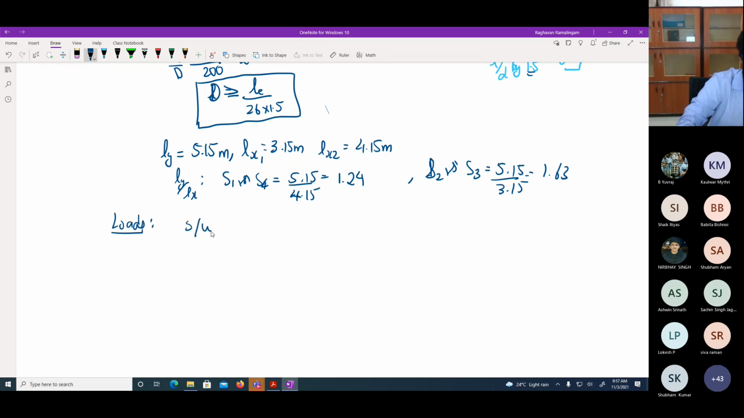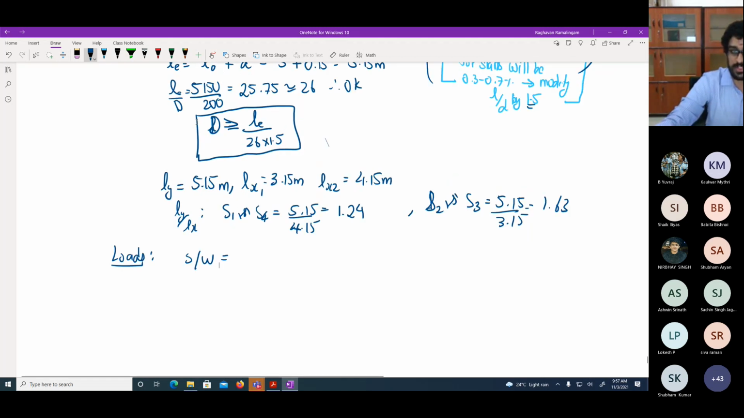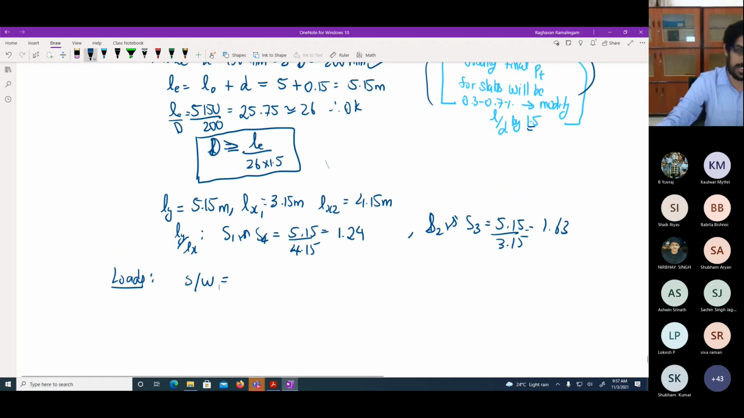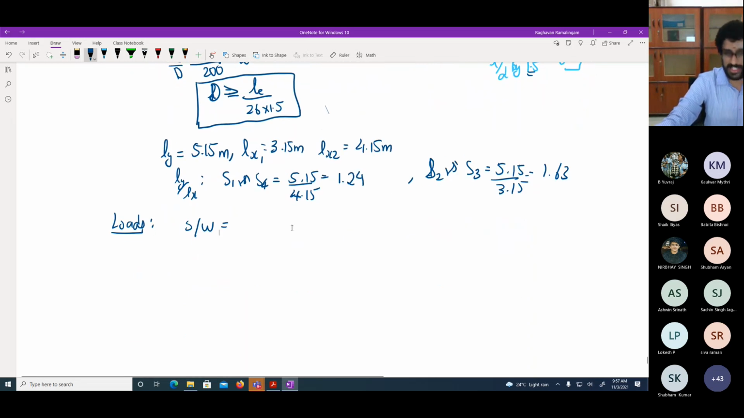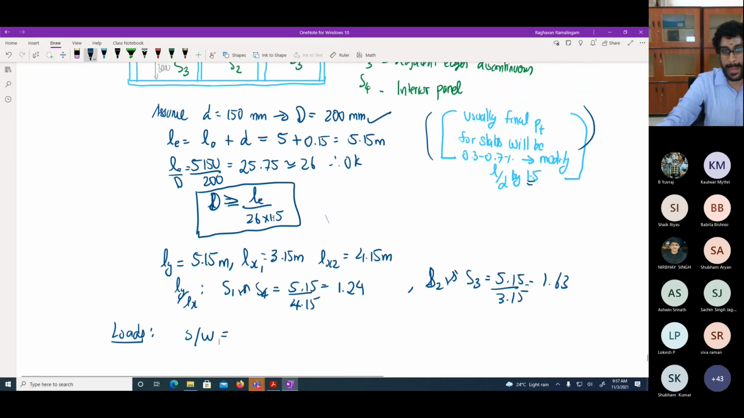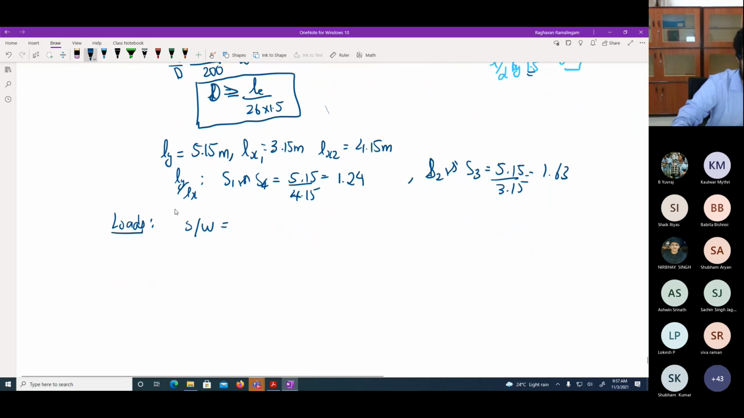So one by one. Self weight: I have said that the overall depth of the slab is going to be 200 mm thickness. I think it's quite big. I could have actually used a smaller thickness for 5 meter by 4 meter. For 5 by 4 meters, 200 mm is quite big. Actually, an overall depth of 150 mm itself would have been sufficient. But anyway, since I started with this, let me continue with it.